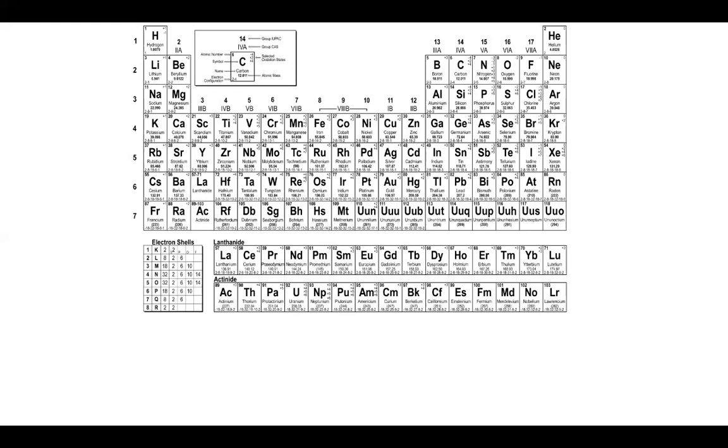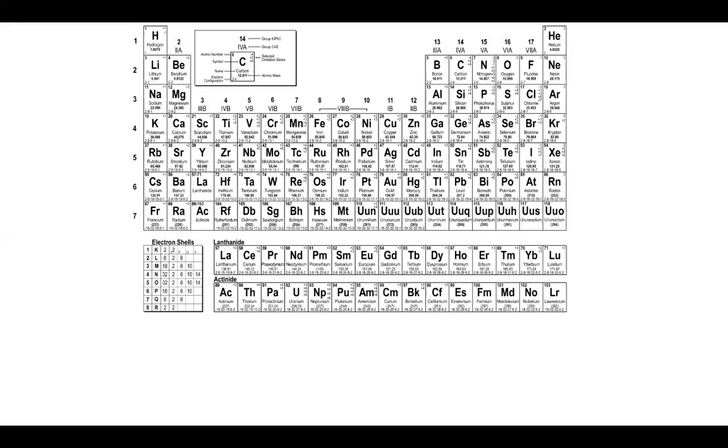Okay, so what I wanted to do was backtrack. I mentioned last week that I didn't want to talk about orbital notation with all the arrows up and down because it's very tedious, but I do want to explain why we use that notation first, because it includes all three rules.